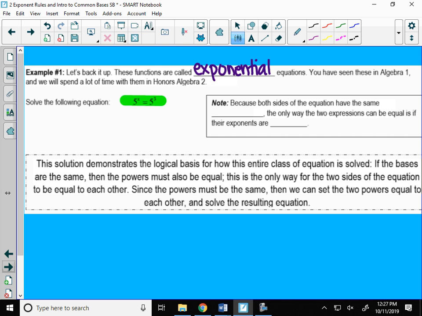The 5s are the same, right? So we say both sides of the equation have the same base. The big number is called the base. So they both have a 5. That's a good thing. So let's use our process, analytical thinking here.